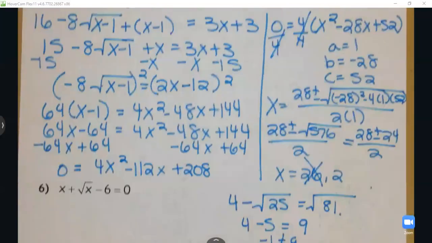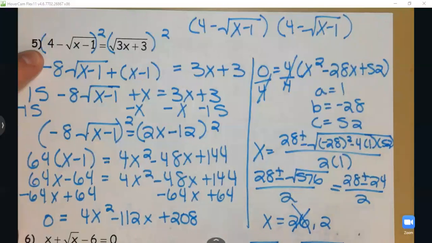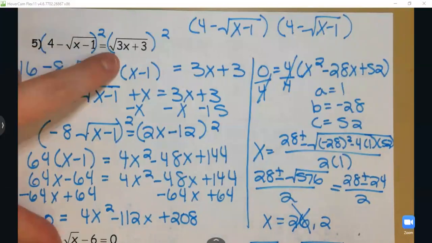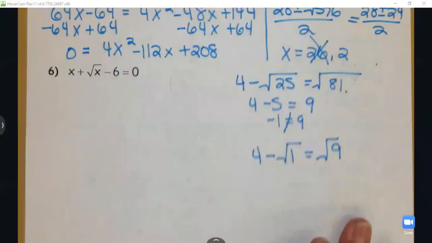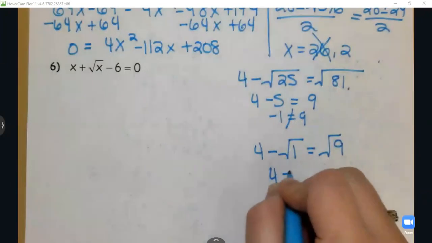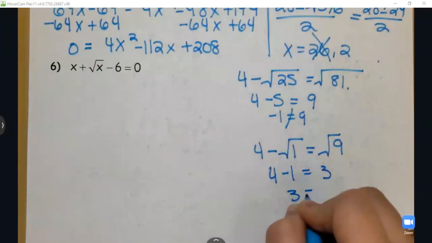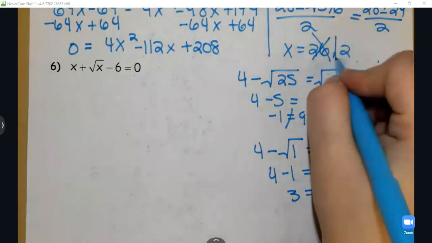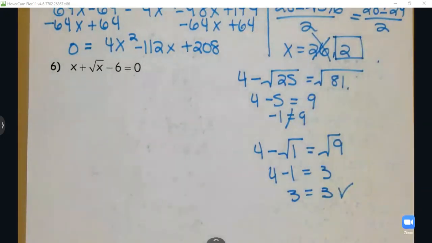Let's try plugging in 2, again, to the same equation. So 4 minus the square root of 2 minus 1 is going to give us the square root of 1. 3 times 2 plus 3 is going to give us 9. So 4 minus 1 equals 3. 3 does equal 3. So 2 is our solution for number 5.